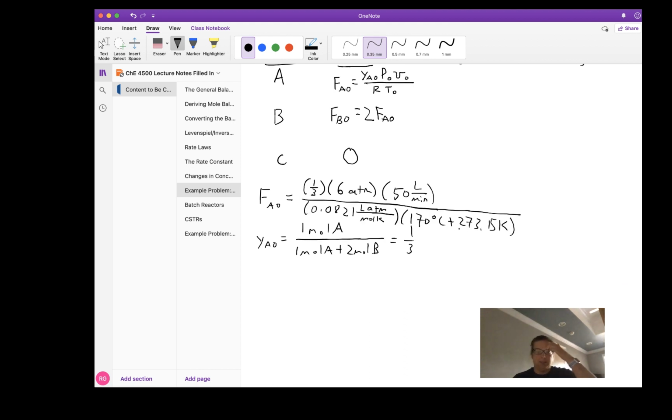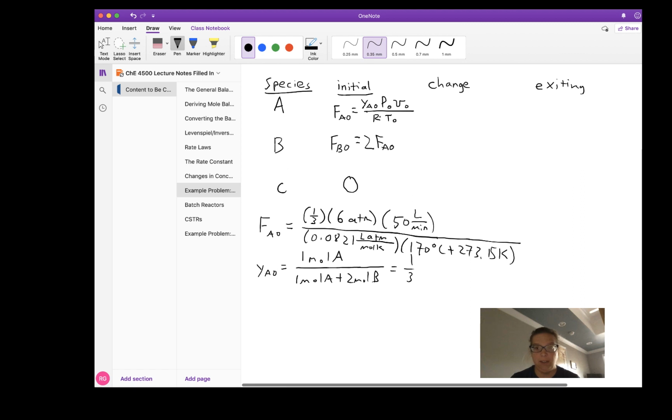and I could solve, so this is the expression that I get for FA naught, and I could solve for this and get a value. And then I would have all of the values in this column.